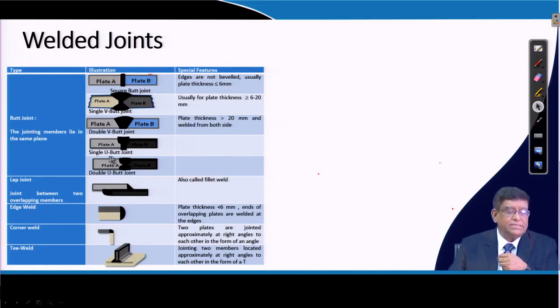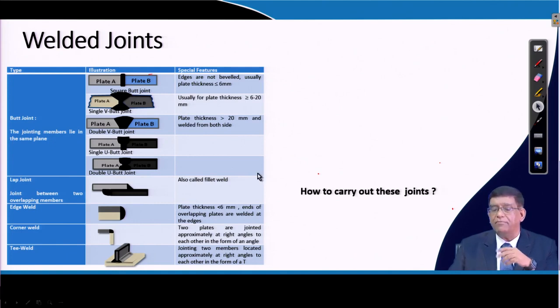Similarly, there is a single U butt joint, where a groove is kept and the additional welding material is fused over here. So there are lap joints and butt joints, and then sometimes T weld, depending on the type of machines you will be constructing, you can have a different type of weld.